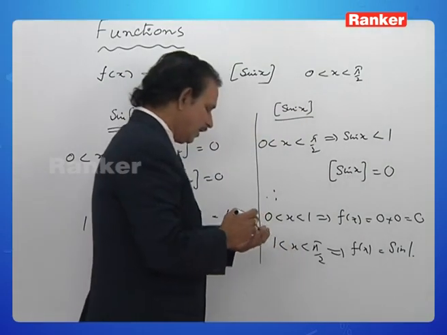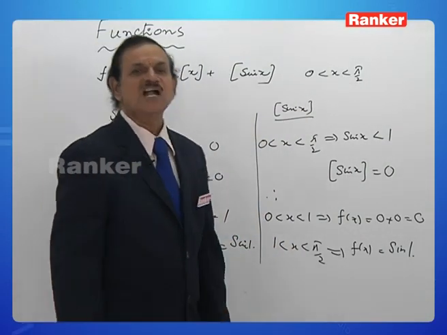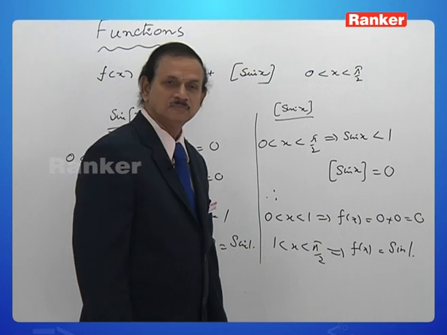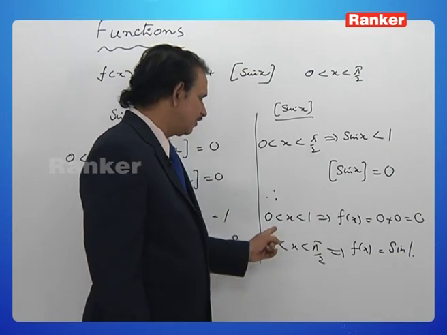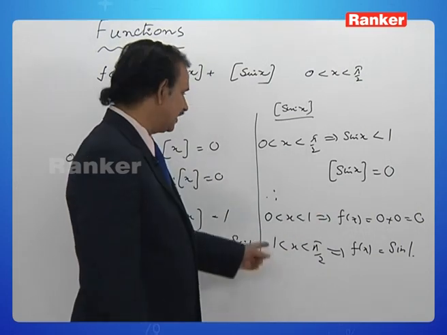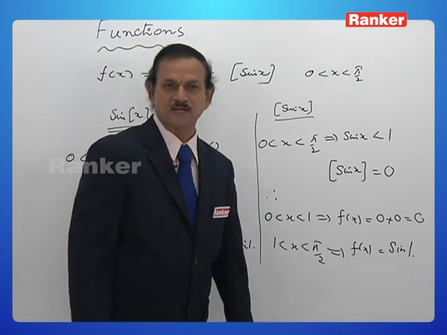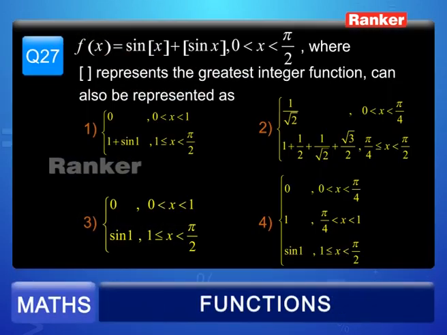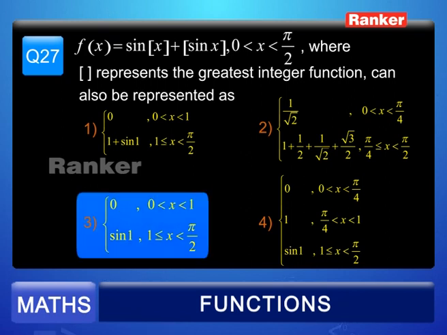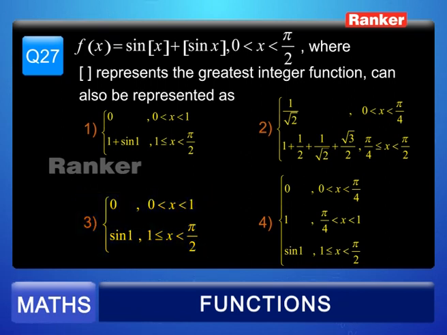Let us now check in what option we are able to see this. f of x is equal to 0 if 0 less than x less than 1, and it is sine 1 when 1 less than x less than pi by 2. It is possible to be seen in the third option. Therefore, the third option is the right option.